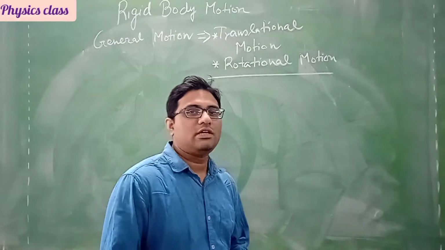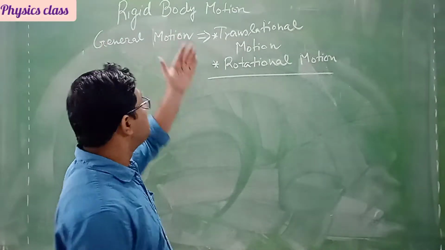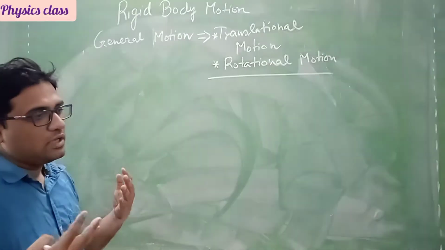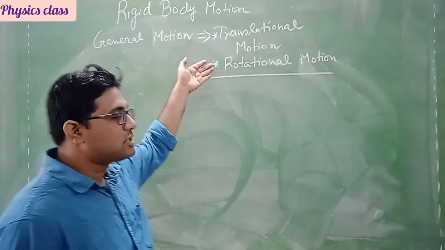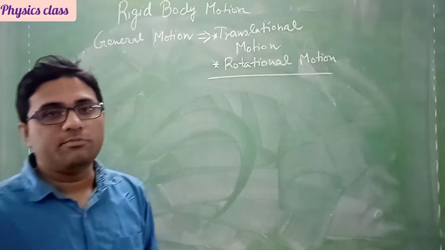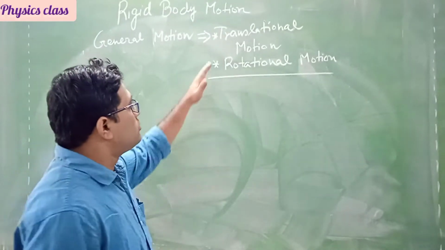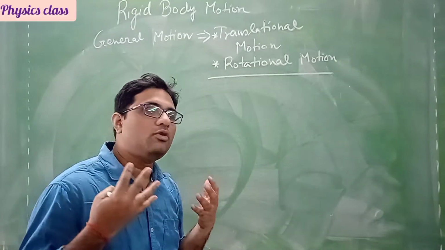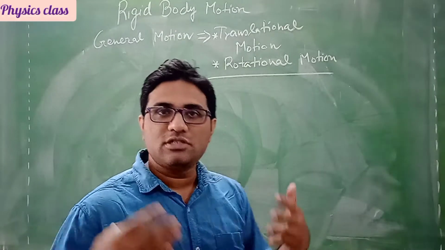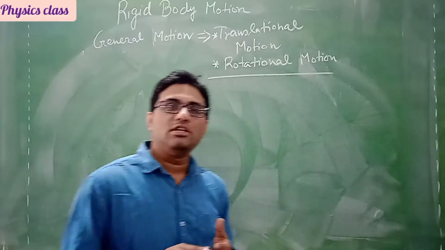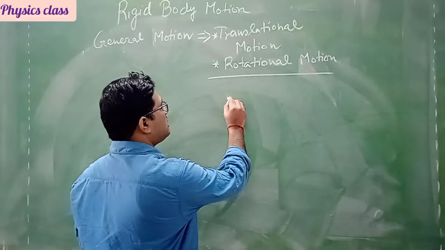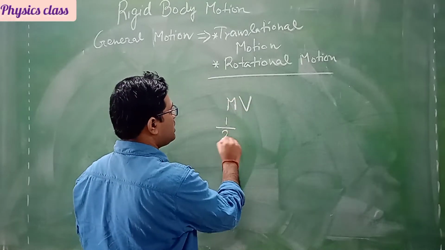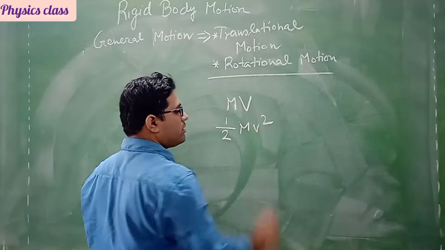Now today you can see our topic is rigid body motion. When we talk about rigid body motion, in general it is translational motion and rotational motion. Translational motion is easy to handle. Why? Because if we know the mass of the rigid body is capital M and the velocity is capital V, then we can tell that the total momentum will be mv, kinetic energy will be half mv square, right?